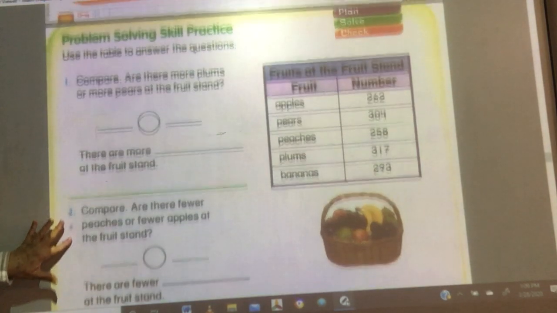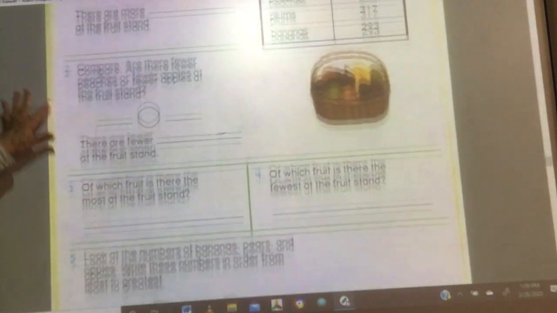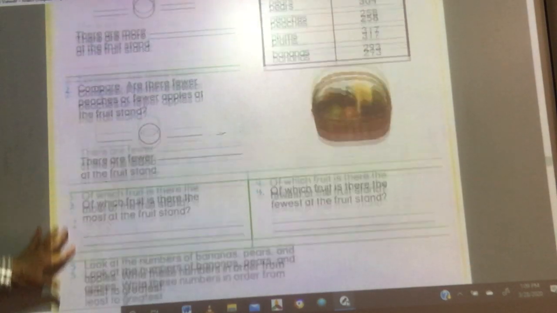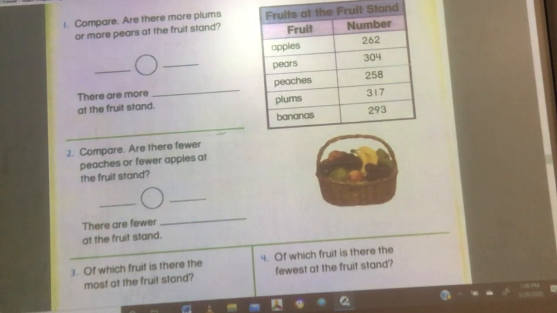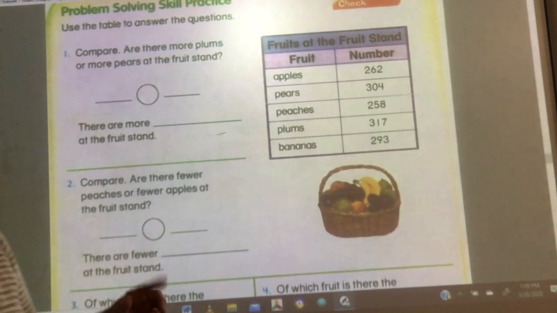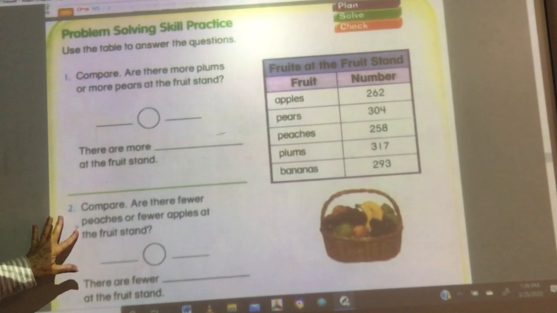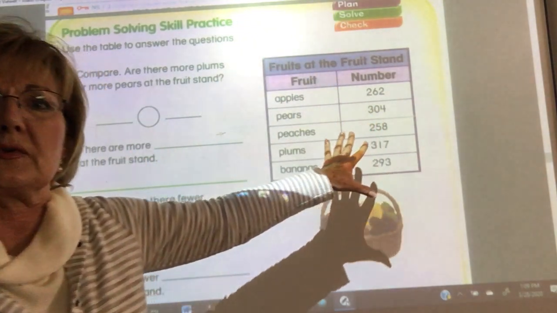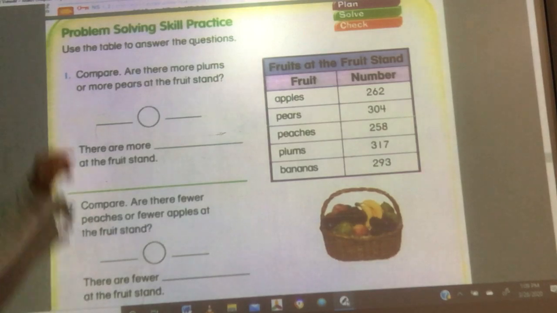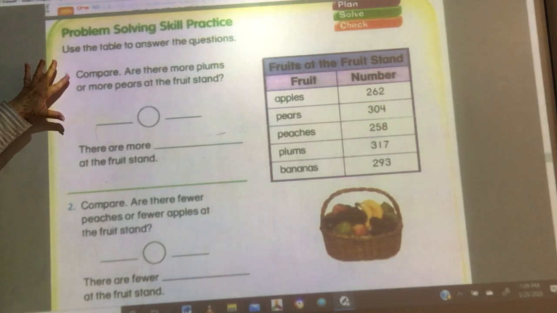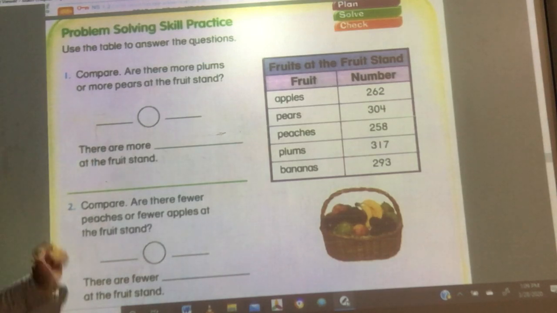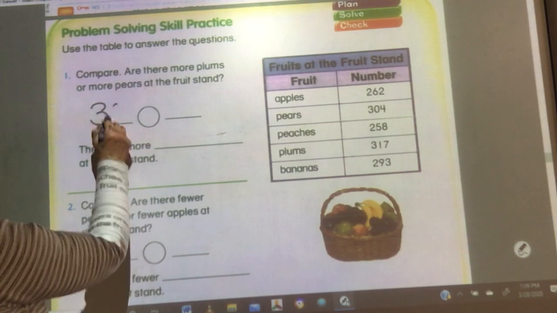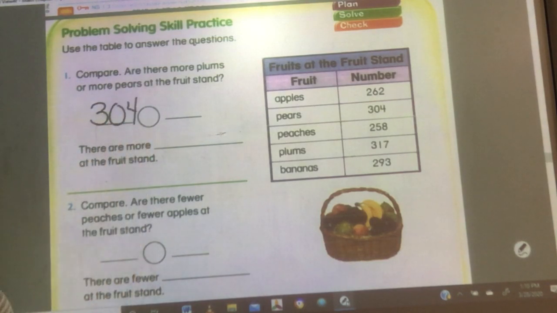Then go right to the next page. This is a page that you guys are supposed to do on your own, but let me kind of read it through. If you want to silence me, do it on your own, that's fine. We're using the fruits at the fruit stand table to answer these questions. We're comparing. Are there more plums or more pears? Well, let's just go ahead and write pears here. 304, that is pears.